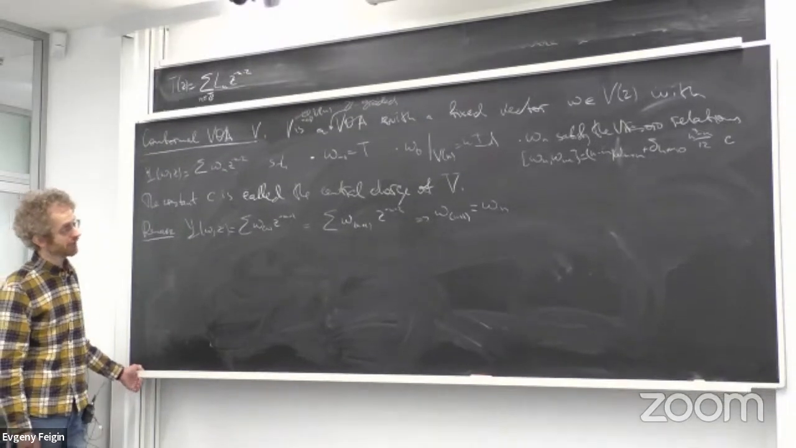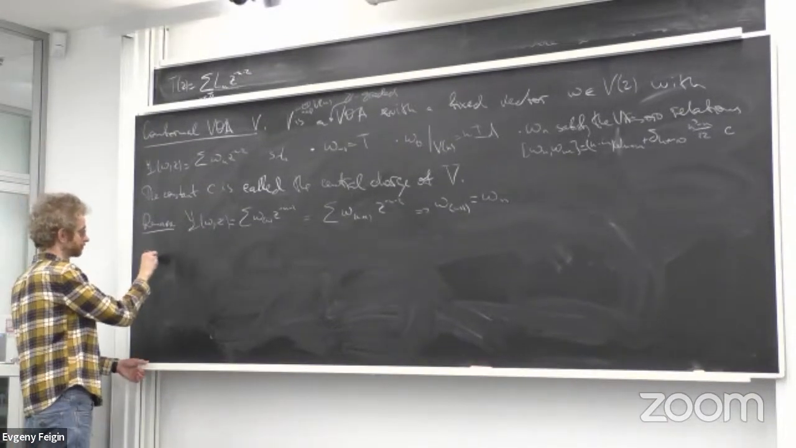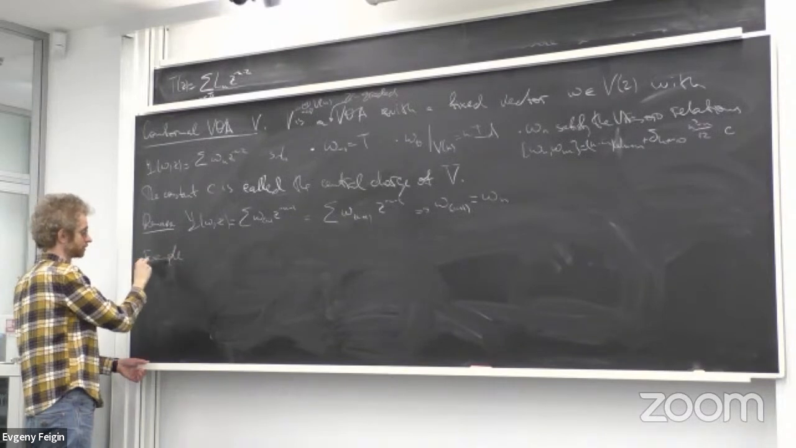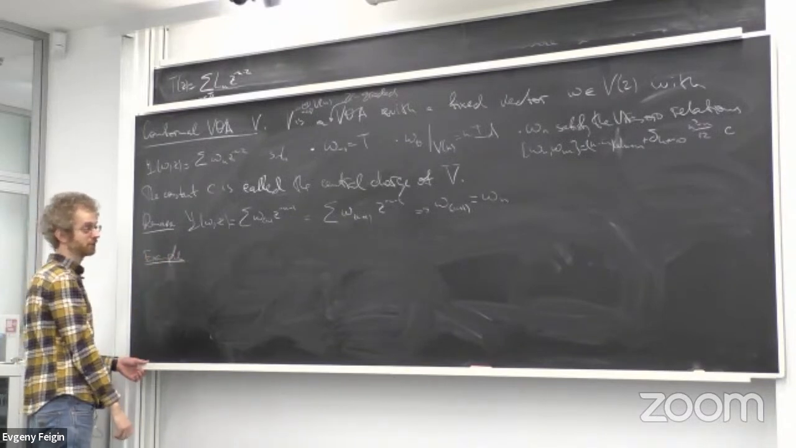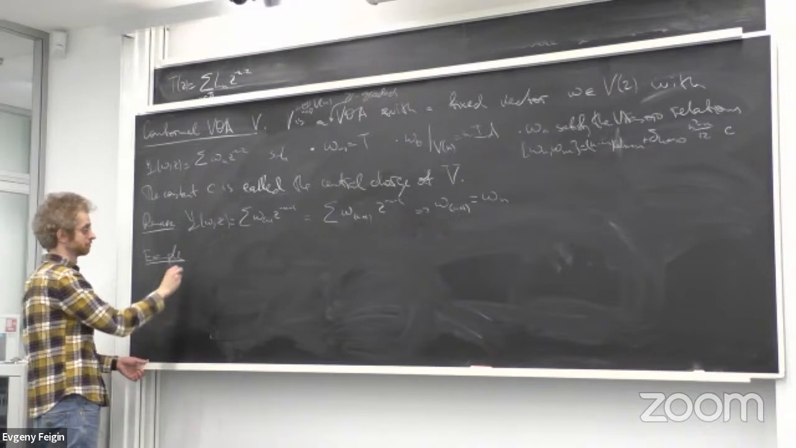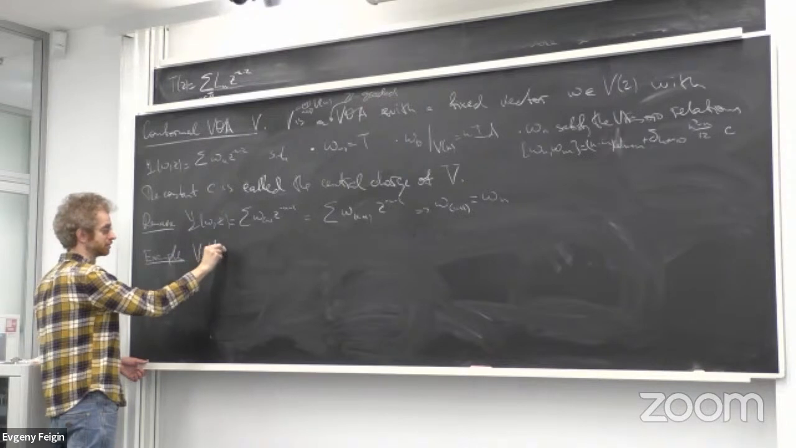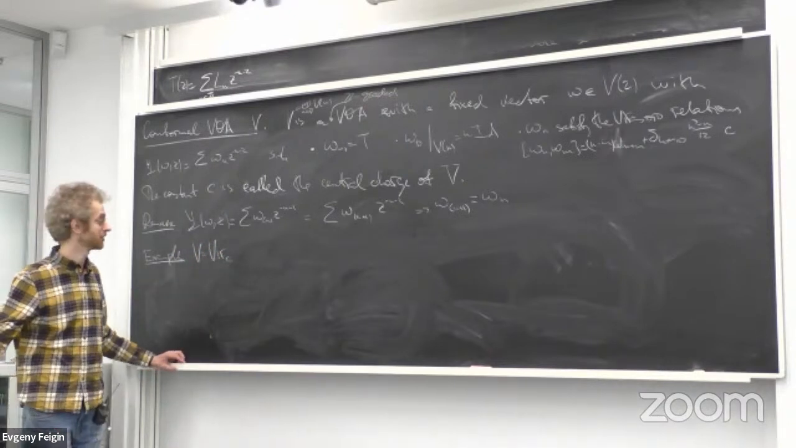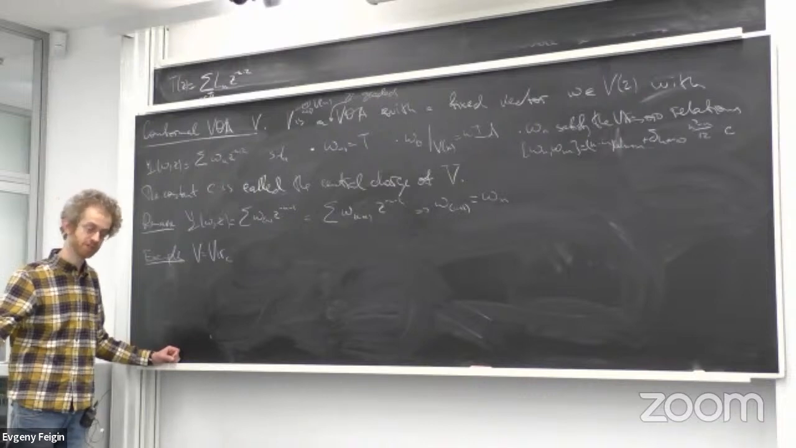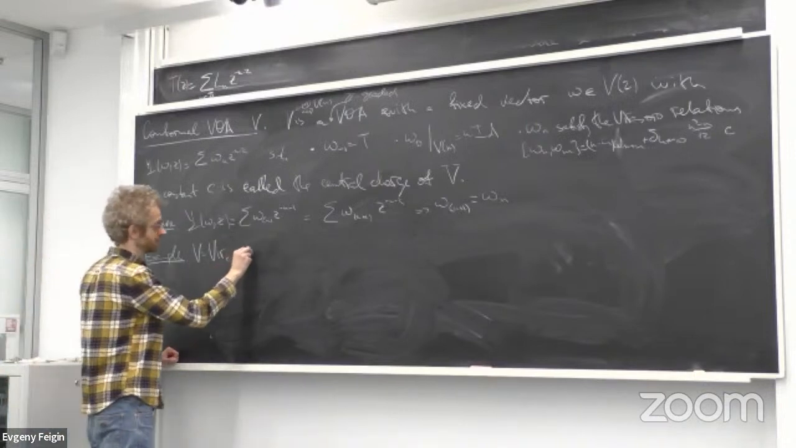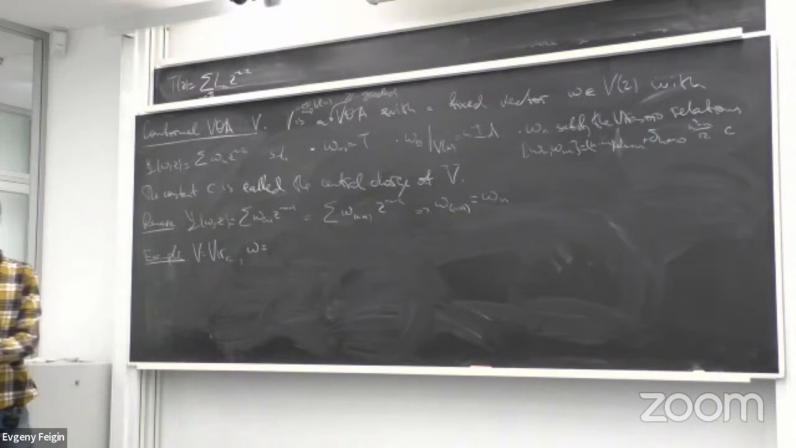Okay, so now let's see some examples. The first example is V being the Virasoro vertex operator algebra attached to the module Vir C. So what should be omega here? L minus 2 on the vacuum.